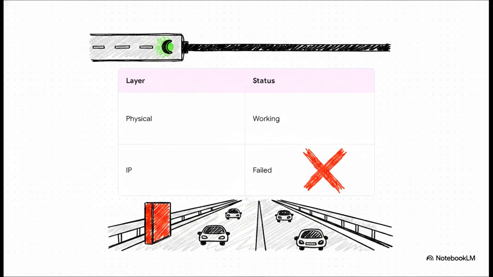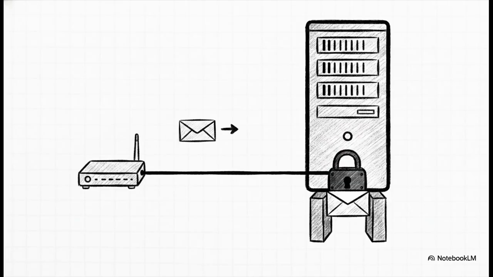But your IP status? That has completely failed. You essentially have a beautiful empty highway, but there is a massive invisible wall preventing any cars from actually driving on it. And the specific reason behind this failure? The router is locked out. It simply failed to get an IP address configuration from the telecom provider.